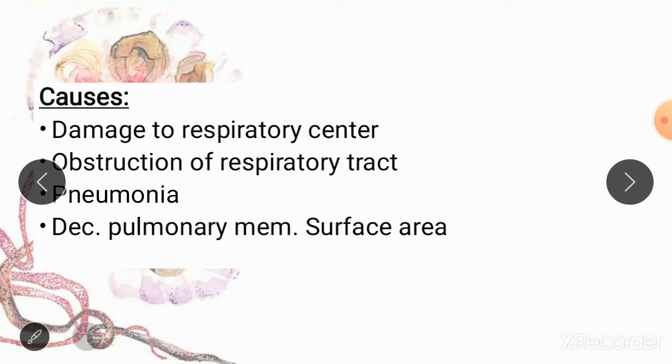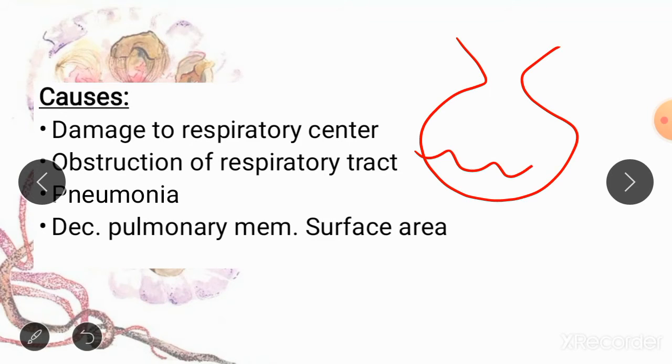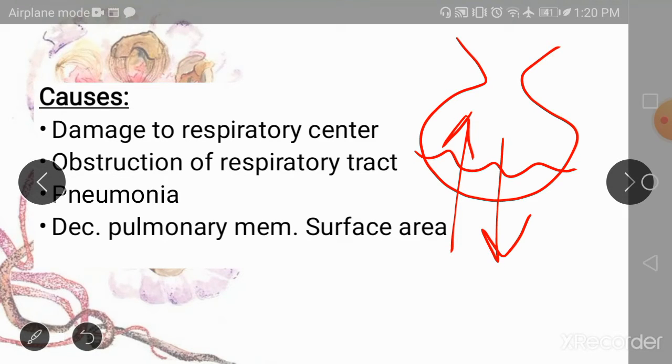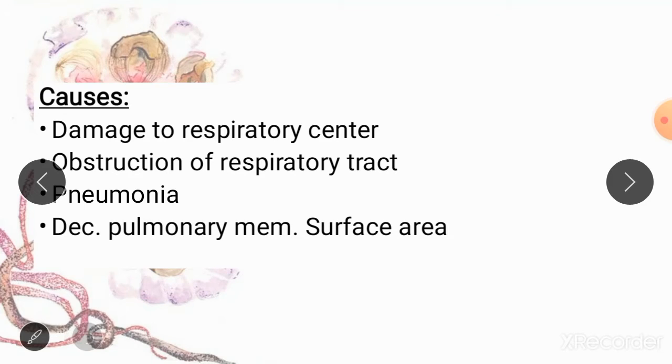So what are the causes of respiratory acidosis? This can be due to damage to the respiratory center. It can be due to any obstruction in the respiratory tract, like a foreign body stuck in your trachea or in your bronchial tree, or it can be due to any tumor. Another cause of respiratory acidosis is pneumonia, because in pneumonia your lungs are filled with water or fluid and there is not adequate exchange of gases between the blood and the alveoli. So this pneumonia can also lead to respiratory acidosis.